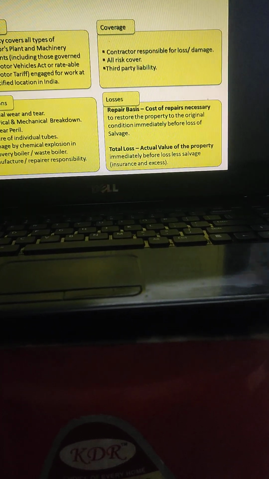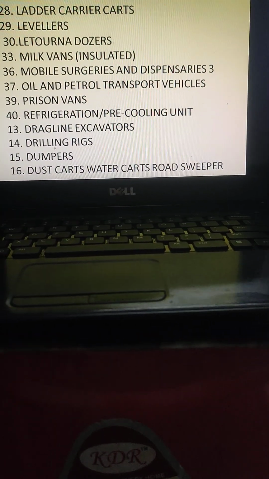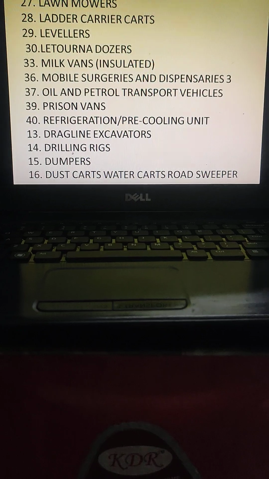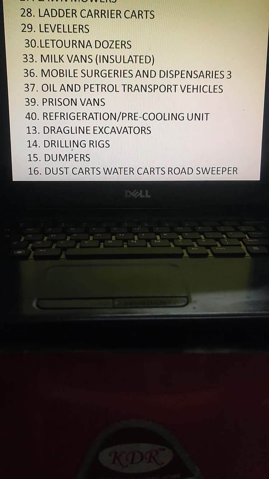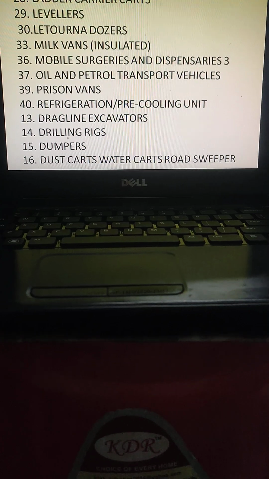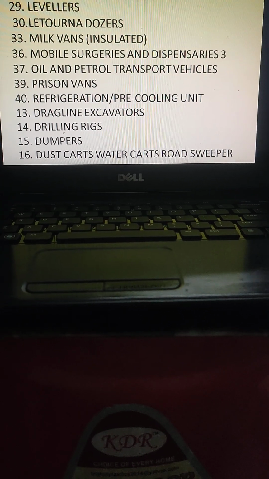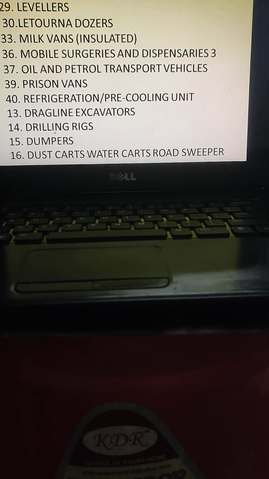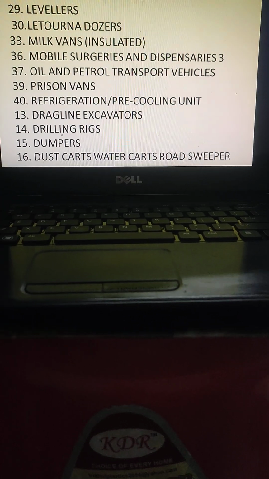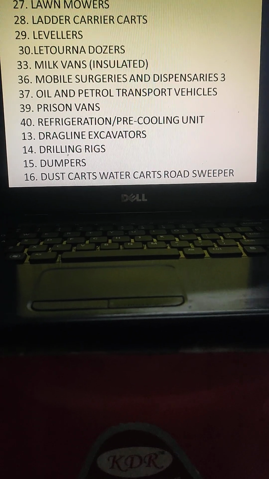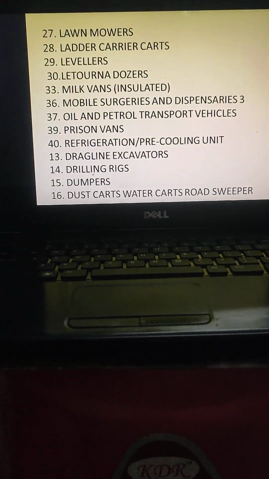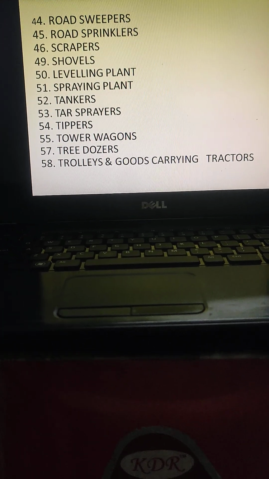Other vehicles like in miscellaneous category which are shown like lawn mowers, ladders, levelers, lateral dozers, milk vans, mobile surgeries, oil and petrol transport vehicles, prison vans, refrigeration or pre-cooling cooling units, dragline excavator, drilling rigs, dumpers, dust cart, water carts, etc. They are all insurable under the CPM insurance.